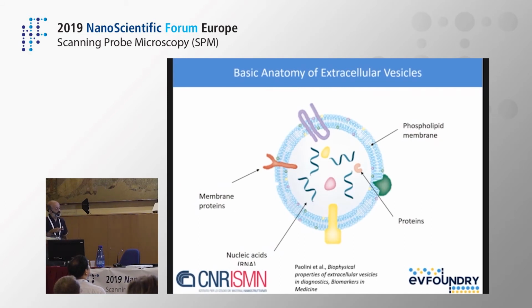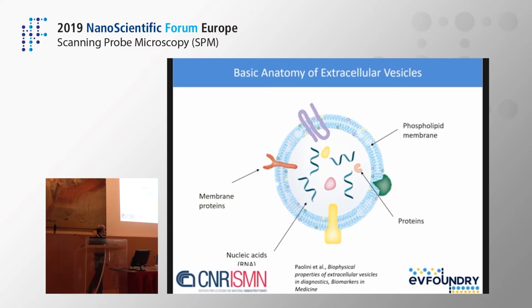Another point: as I told you, it is a message, a communication way between cells, and to communicate you have to reach the other cell. So you have a decoration. The lipid membrane is decorated by membrane-associated proteins, and these guarantee that the vesicle will reach just the cell it was produced for. And then there is a cargo inside, which can be made of proteins or nucleic acids, mRNA. There is a wide bunch of objects that can be found inside, and these are the message that is supposed to be delivered.